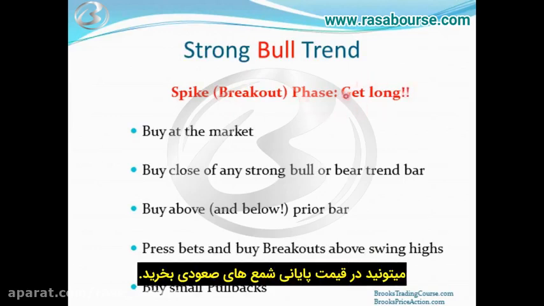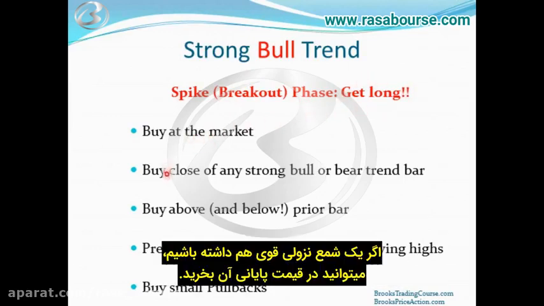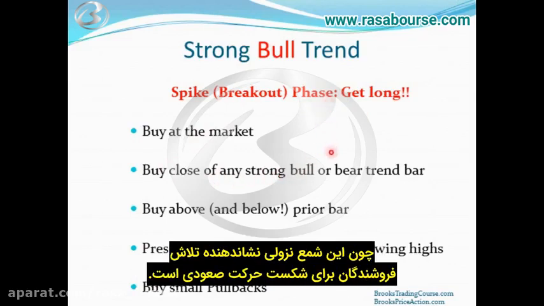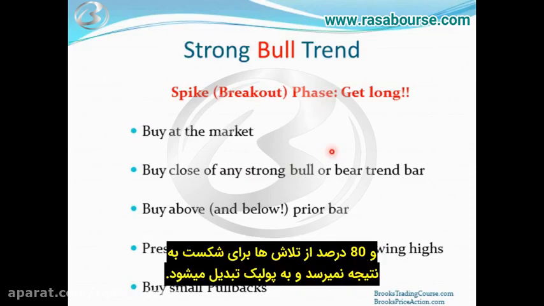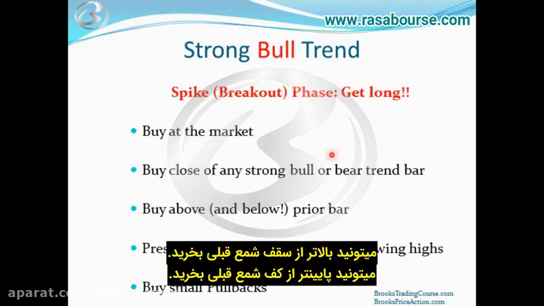You buy at the close of any strong bull bar. If the market has a strong bear bar, buy that close as well, because that's an attempt by the bears to make the breakout fail, and 80% of breakout failures don't succeed, and they result in pullbacks. You buy above the high of the prior bar. You buy below the low of the prior bar.